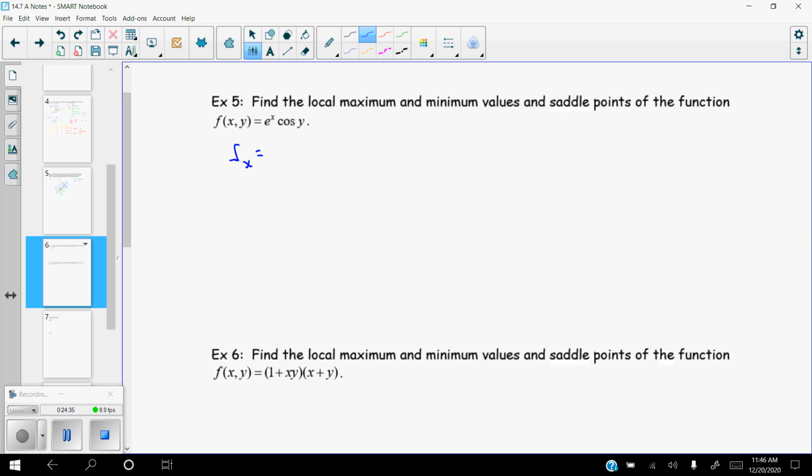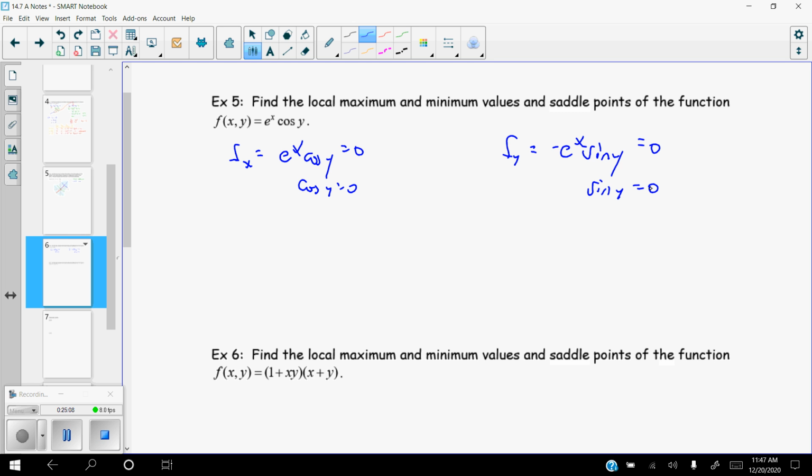Fx, the derivative with respect to x, is just e to the x cosine y. Fy is going to be negative e to the x sine y. All right, we need to set each one of these things equal to 0. The one thing I know is that e to the x can never be 0, so those are really irrelevant when it comes to this. So really this is going to occur when either cosine of y equals 0, or the one over here where sine of y equals 0.